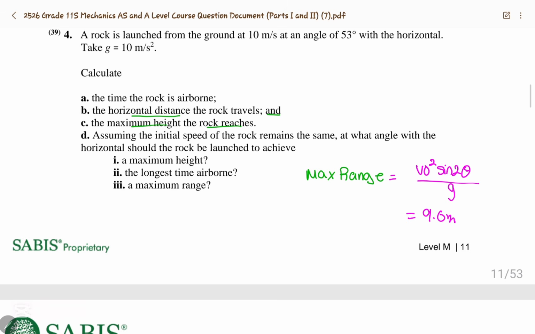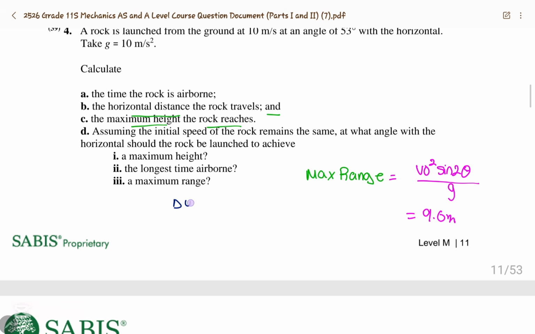Now, how do you find the maximum height? To find the maximum height, you can do this in two ways as well. You can find delta y. Actually, no, you can't use delta y unless they give you the time. Yes, actually, you can use delta y. Delta y is minus half g t squared plus v0 sine theta t. Now, here the time would be what? In this scenario, we have the total time that the rock is airborne, which is 1.6 seconds. So from here to here, 1.6 seconds.